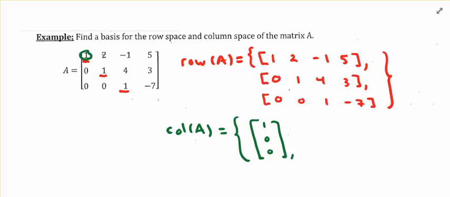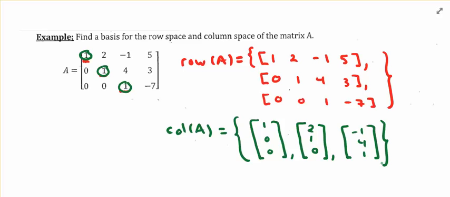Column 2 doesn't start out with a 1, but it does contain a leading 1 that we used to help us form the row space. So because column 2 contains a leading 1, we're going to want to use column 2 as part of the column space as well. Or at least it'll be a basis vector for it. Column 3 doesn't start out with a leading 1, but it does contain a leading 1 from when we're trying to find a basis for the row space. So column 3 is going to need to be a part of our basis for the column space. So negative 1, 4, 1.